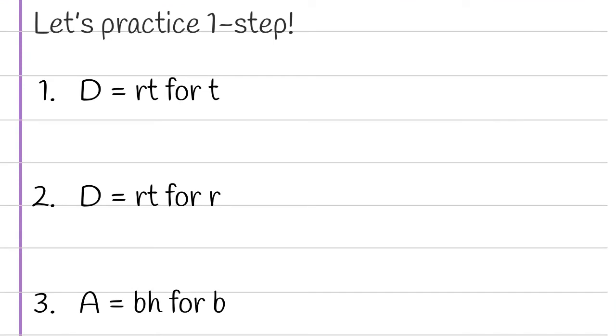So these are all one-step literal equations, okay? So it says D is equal to R T. Solve for T. I think that was a typo, but what that means is solve for T.